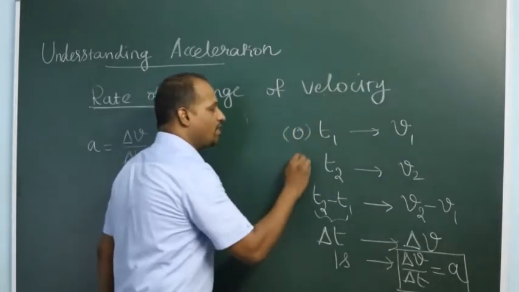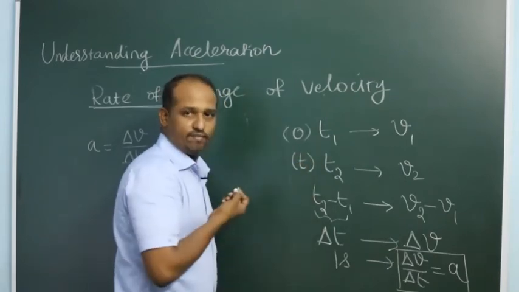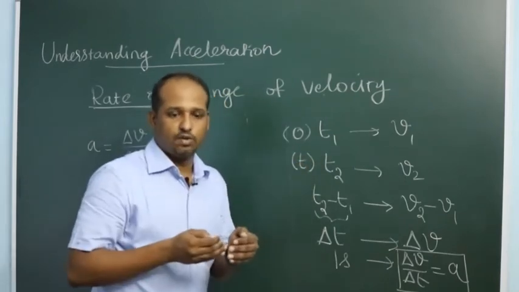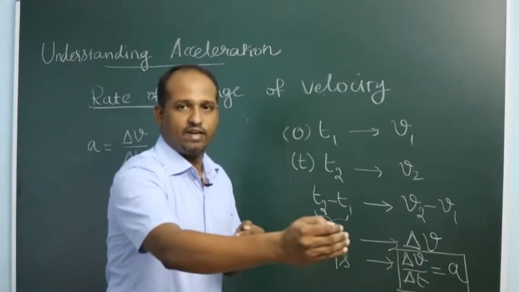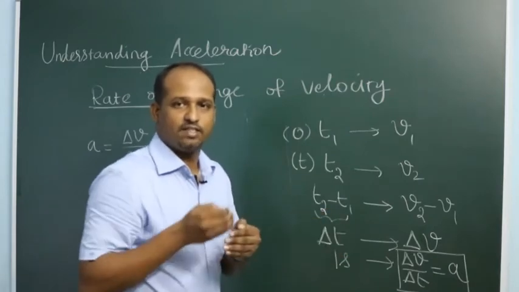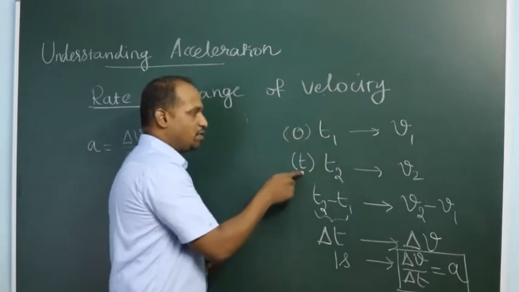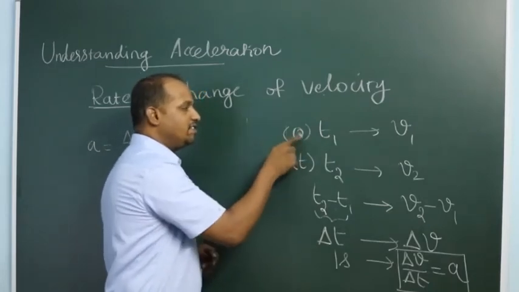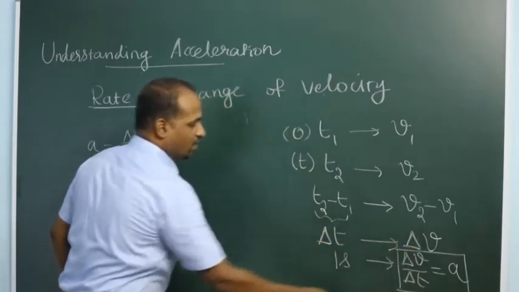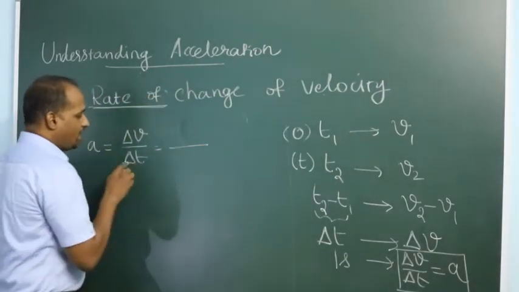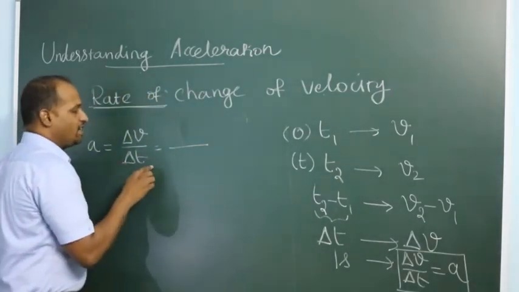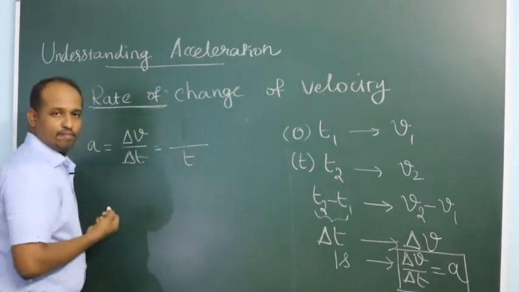And t2, whatever time shows, that is t. When you start from the scale 0 and go up to the 7th centimeter, the change in value is 7 minus 0, so 7. Similarly, start from 0, whatever time. So the time duration is t minus 0, which is t. So here, instead of delta t, t2 minus t1, t minus 0, that becomes t.